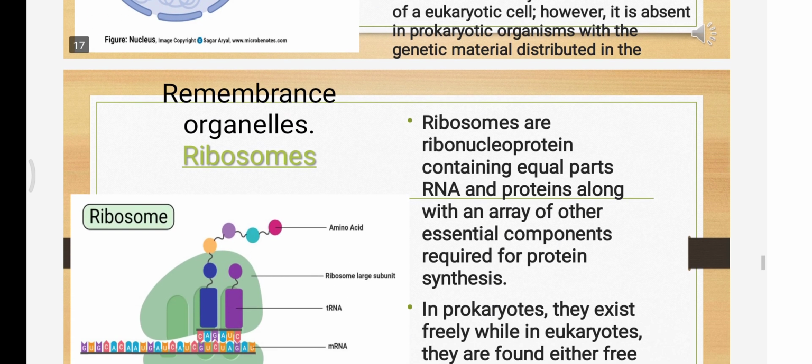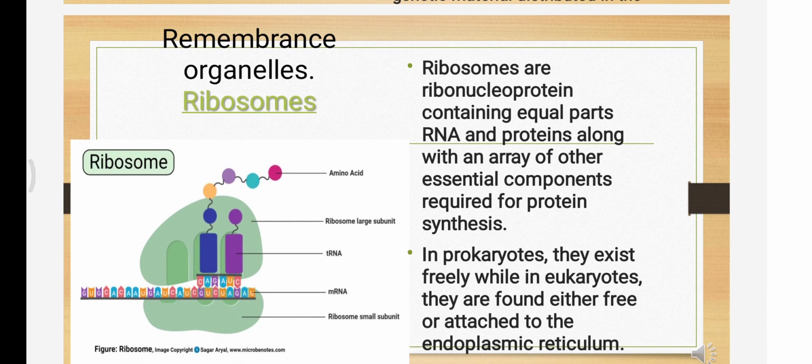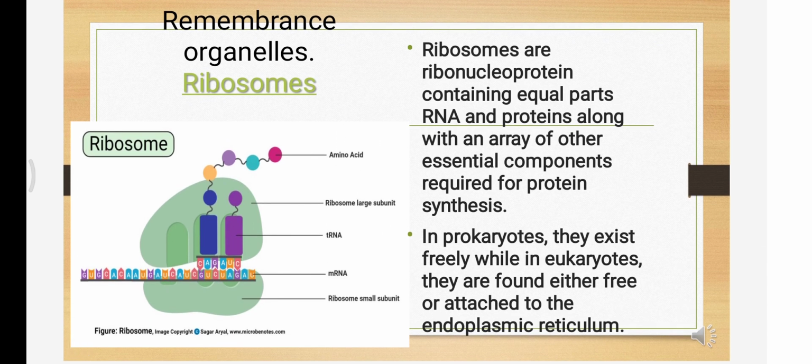And now I want to speak about non-membrane organelles. The first, ribosomes. Ribosomes are ribonucleoproteins containing equal parts RNA and proteins along with an array of other essential components required for protein synthesis. In prokaryotes, they exist freely, while in eukaryotes, they are found either free or attached to the endoplasmic reticulum.